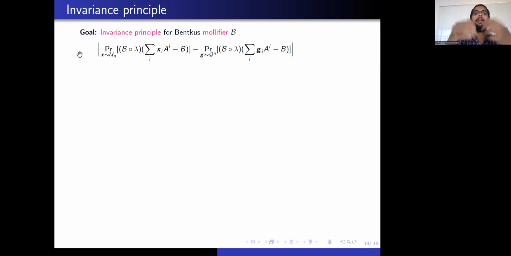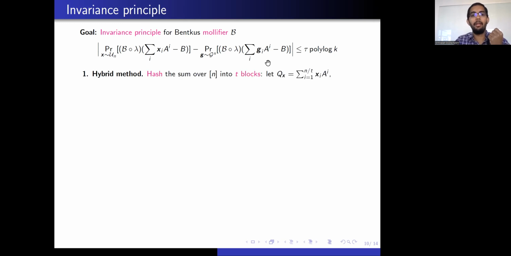Apply the Benkus modifier on lambda 1 to lambda k. And I would like to understand what happens to the B circ lambda applied to this matrix when x is a uniform vector or x is a Gaussian vector. And the hope would be, similar to Harsha and Clemens Meka, to prove that this upper bound is tau times polylog in k. And we mimic the same ideas that Harsha and Clemens Meka use, which is to try to use the hybrid method.